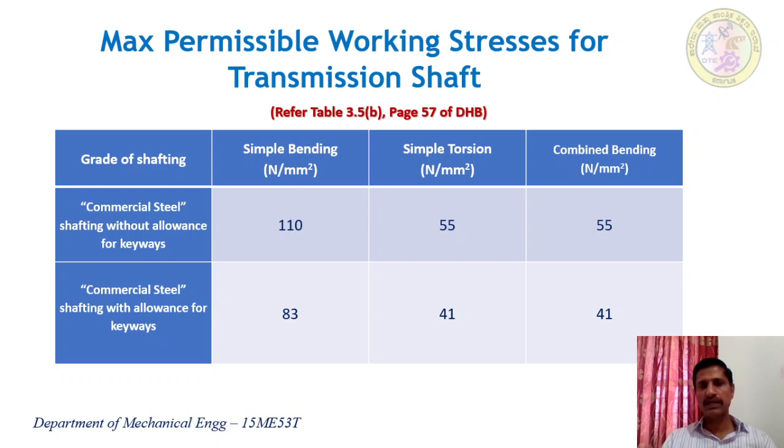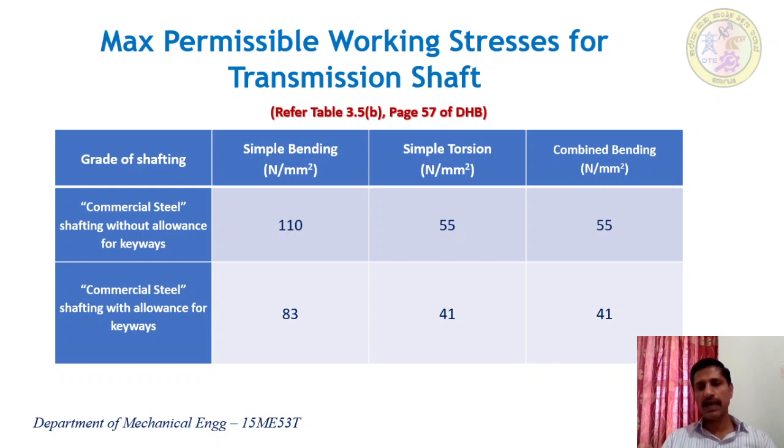we are going to consider 110 newton per millimeter square for a simple bending, whereas when it comes to the shaft with keyway, we are going to consider only 83 Newton per millimeter square under bending. Similarly, when it comes to the simple torsion and the shaft without allowance for keyway, then we will have 55 Newton per millimeter square as a shear strength, and it is going to reduce to 41 Newton per millimeter square if you cut a keyway. So this you have to keep in mind. This is for the mild steel.